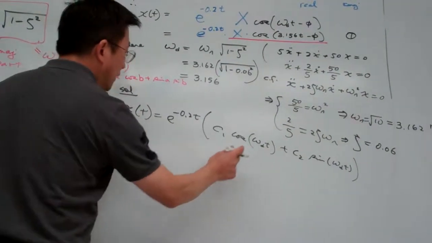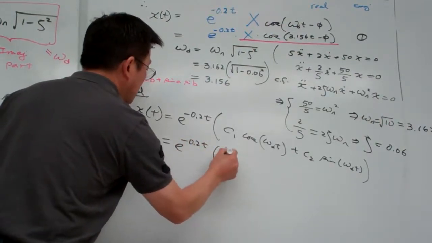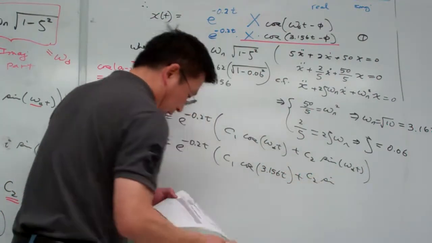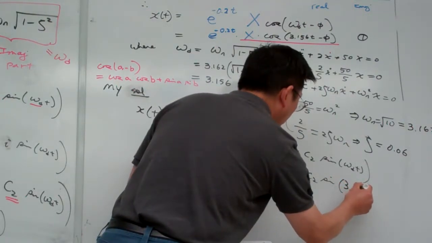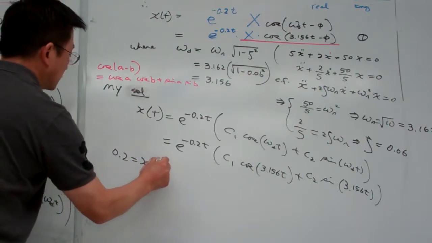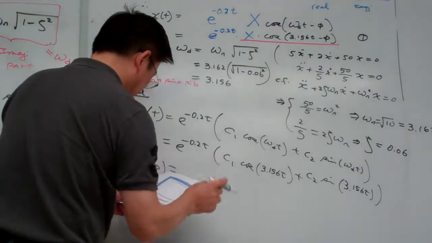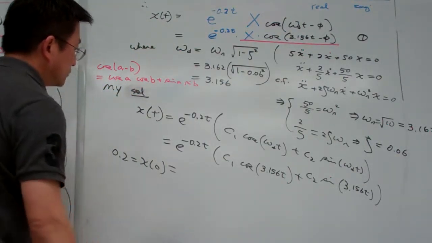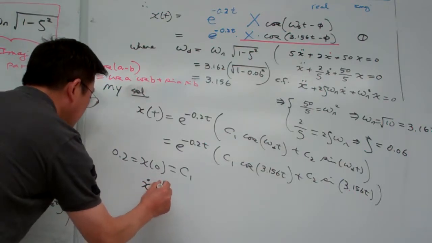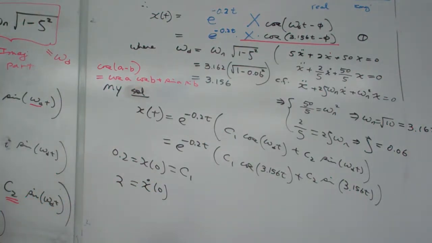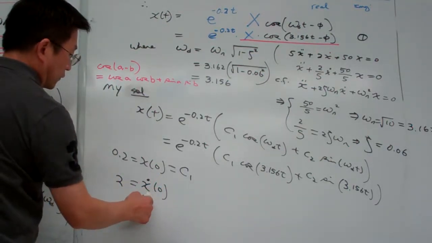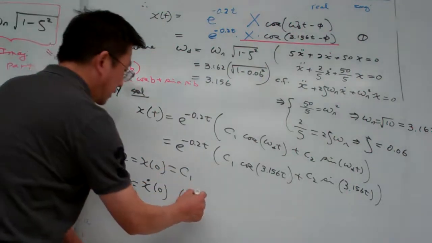So with these things in mind, let me plug in the numbers with t and C1 times cosine 3.156t plus C2 sine 3.156t. Okay, so using the initial conditions, 0.2 equal to x0. So this one will be equal to C1. Okay, and then using the x dot, this information equal to 2. For this information, I think you need to conduct what is x dot.